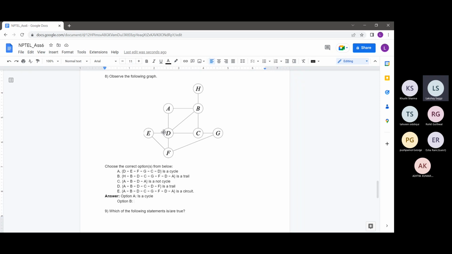So we are going from H to B, then B to D, then D to C, then C to G, then G to F, then F to D, then D to A. I guess every edge which we have covered is distinct. We have not covered the same edge twice. We first came here, then went here, here, and then came up. So I believe it is a trail since we have not repeated any edge.